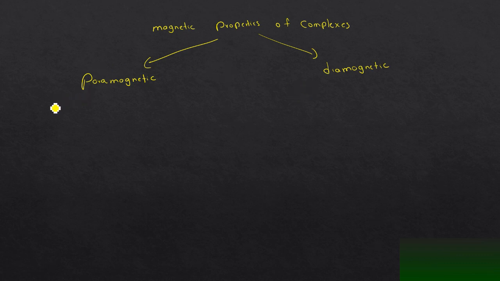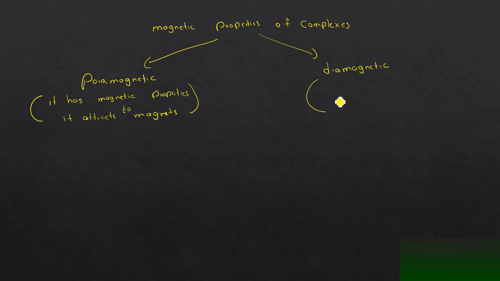So what is paramagnetic? Paramagnetic means the complex has magnetic properties, like it attracts to magnets. But diamagnetic means the opposite. It doesn't have magnetic properties.